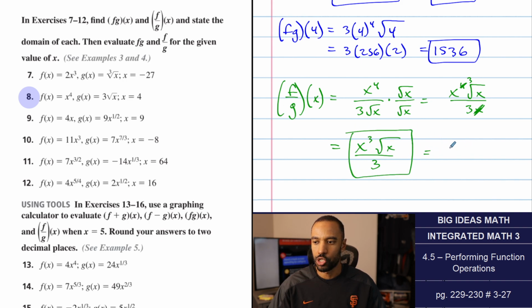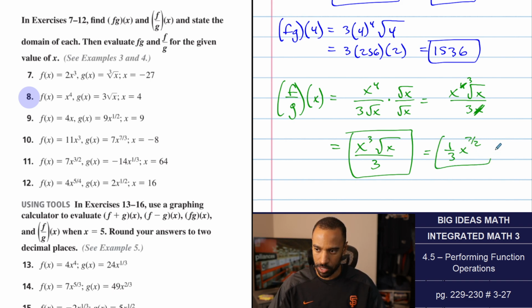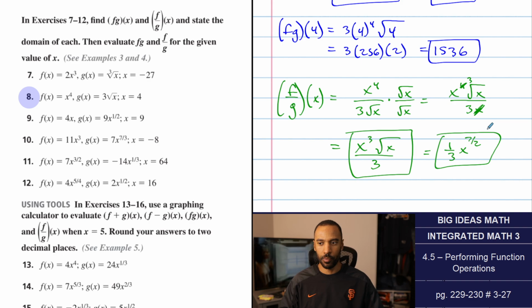Another version of this, you could do something like 1/3. I mean, listen, it depends on if you want to write it as a fraction version like that, or all divided by. 3 plus 1/2 is 3.5 or 7/2. So you can do, excuse me, 1/3 x to the 7/2 power. This is fine. A lot of different ways you can write it.